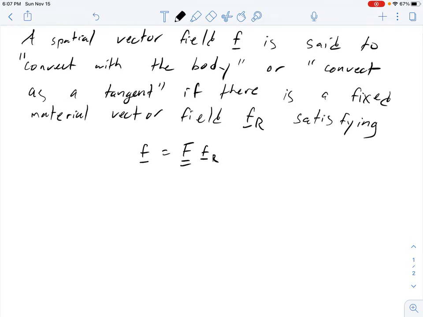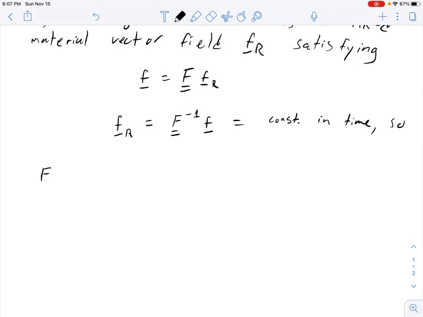So we know that F is invertible. So another way of saying this is to say that f_R is equal to F inverse acting on the spatial vector field f. Well, this is constant, as in it doesn't vary in time, so its time derivative has to be zero. With the time derivative of F inverse times f is equal to vector zero.